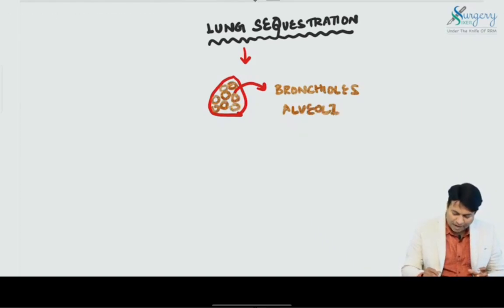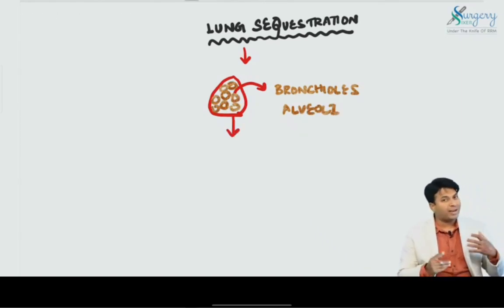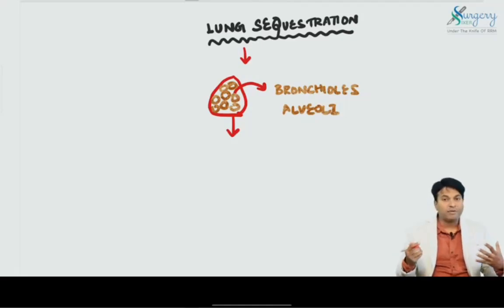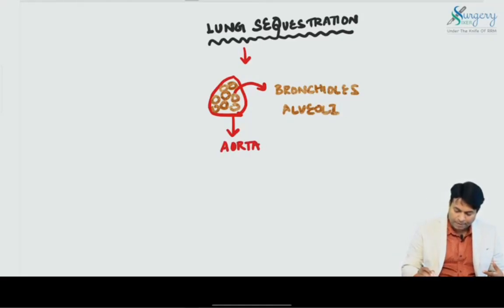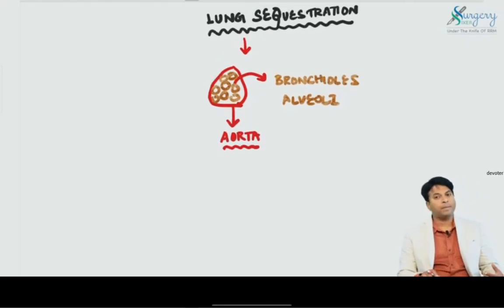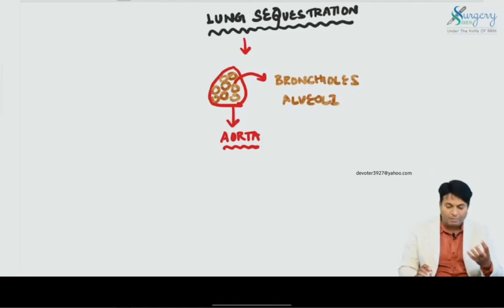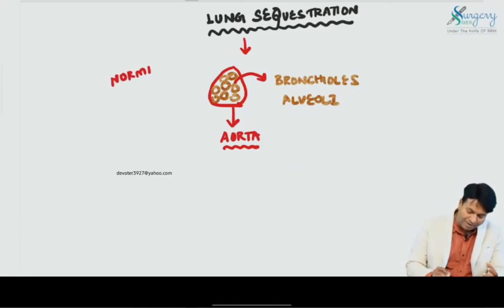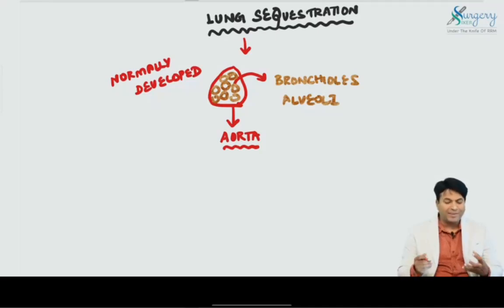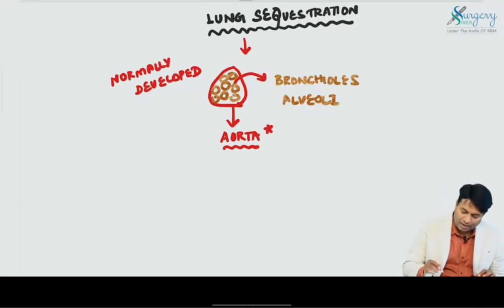And it is receiving blood supply from where? What is the main blood supply to the lungs? Mainly from the pulmonary artery, but here it is from the aorta. The main blood supply of the sequestrated part of lung is the aorta. So lung sequestration is a sequestration of normally developed lung containing bronchioles and alveoli. The main difference between normal lung and lung sequestration is that instead of the pulmonary artery, here the aorta is supplying it.